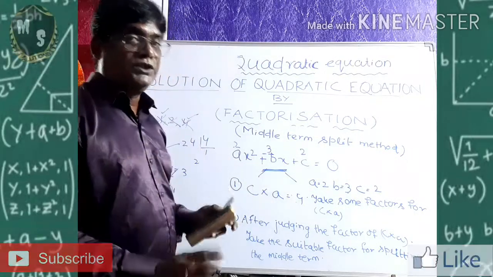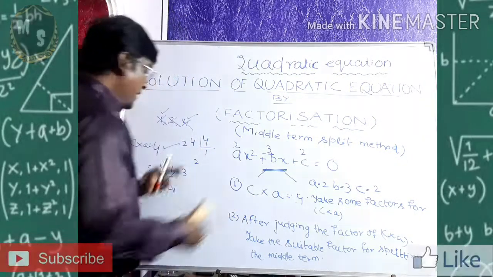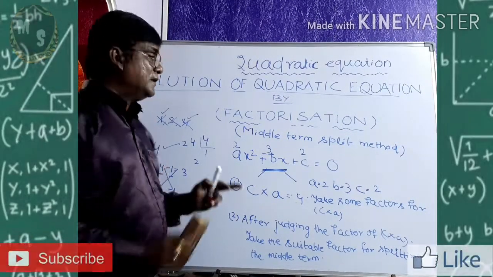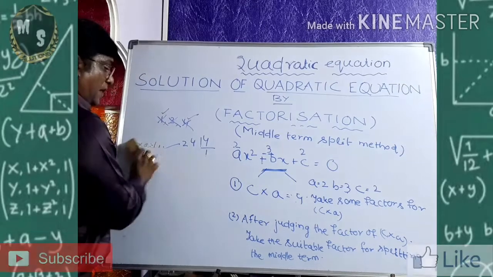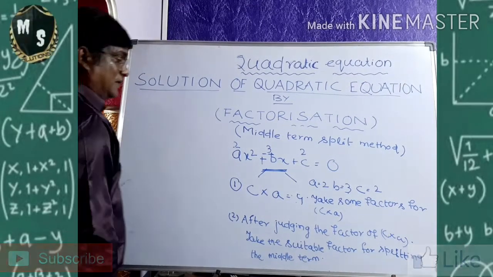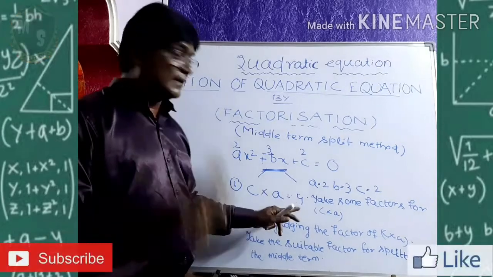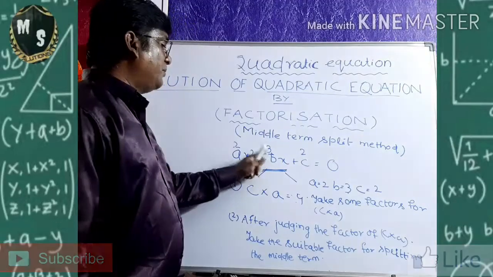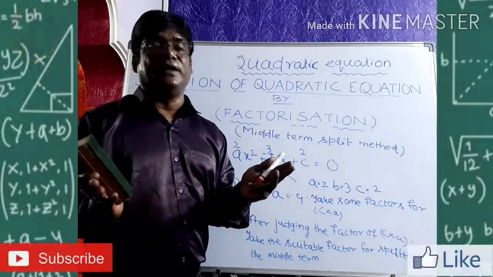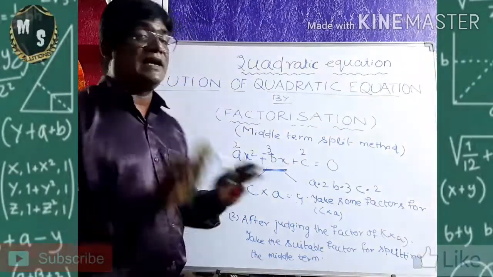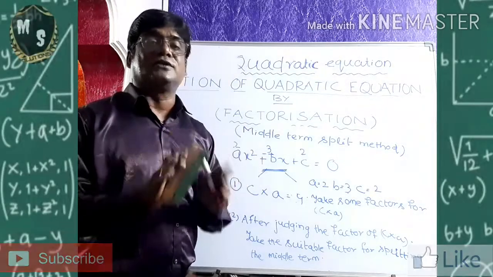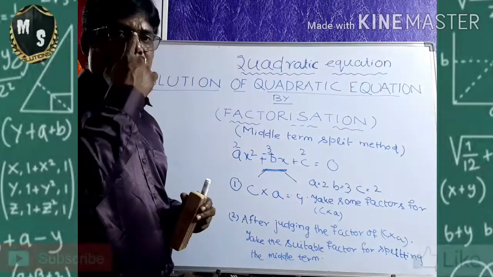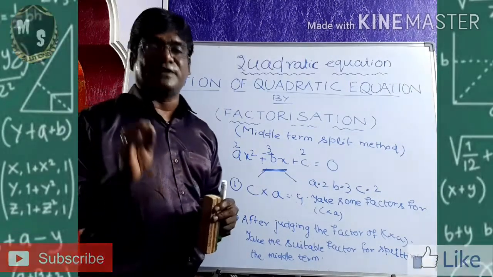Understood? Now you see how I am doing my sum. Why it cannot be split, I will say that later. Now I cannot split it, because my two factors give me C into A, but when I add or subtract the factors, they never give me the B. For that reason I cannot split the middle term, so this equation cannot be split. That means this equation has no roots, no solution. You have to write there is no solution because no middle term splitting is possible.